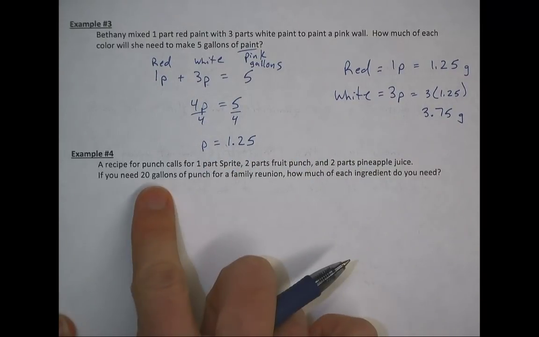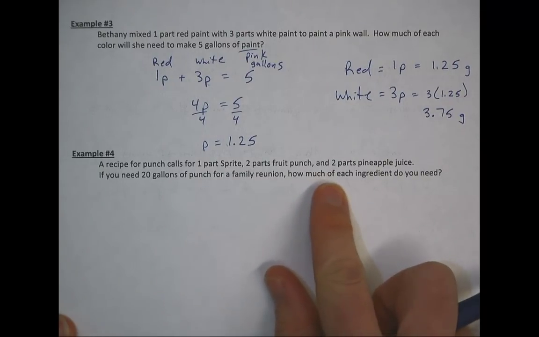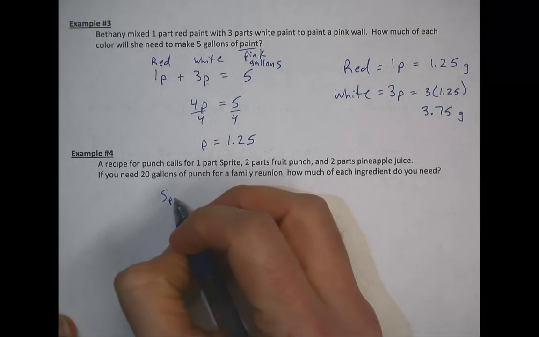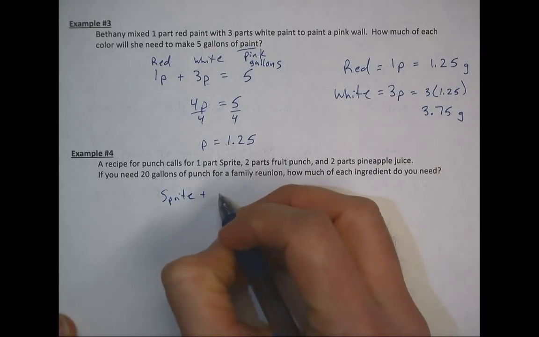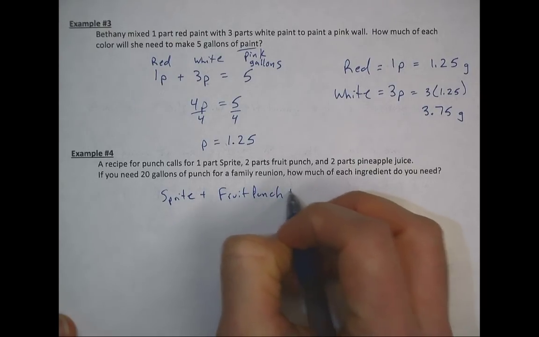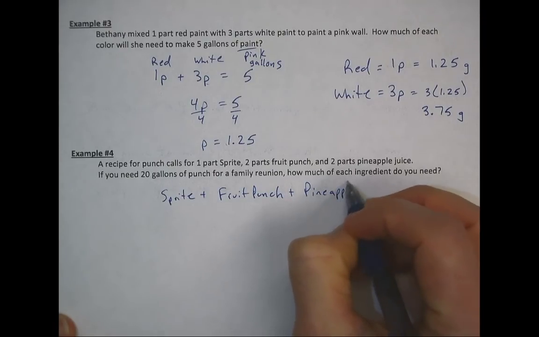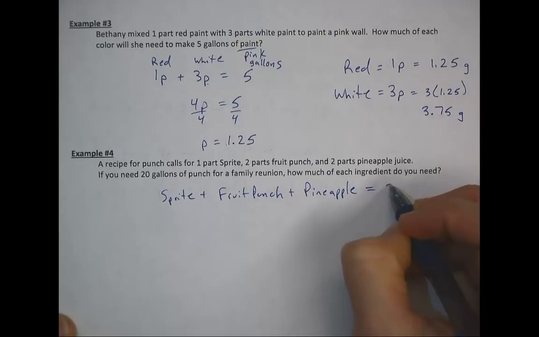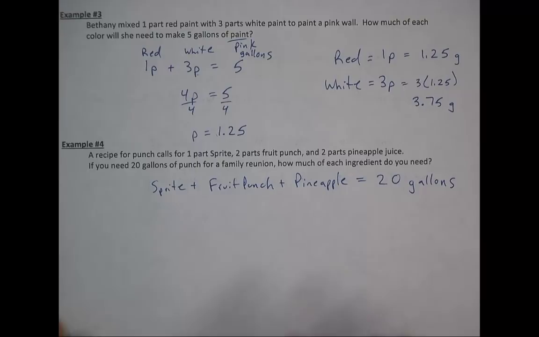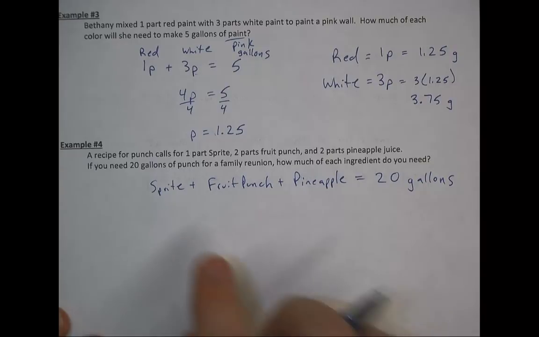So it says you need 20 gallons of punch, so that's the total mix for a family reunion. How much of each ingredient do you need? So we know if we take the Sprite and we add the fruit punch and we add the pineapple juice, it's going to equal 20 gallons. I think it helps if you write this out first before you start jumping in, but at a certain point you can get past that.